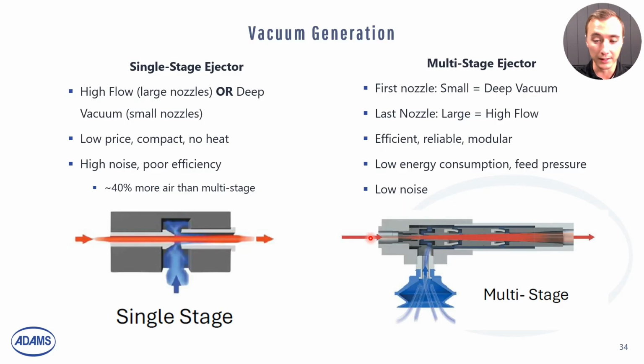So it's the same idea. You're going to come through with the compressed air. It's going to hit the venturis and then create an area of vacuum. So in most applications these days, you're going to want to default to the multi-stage ejector, but there could be some niche applications where the single stage still makes sense.